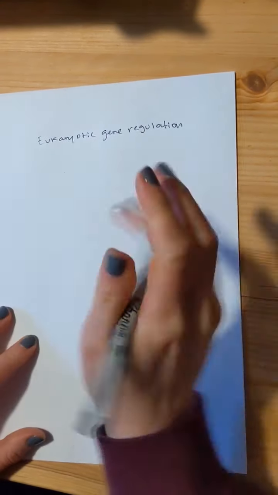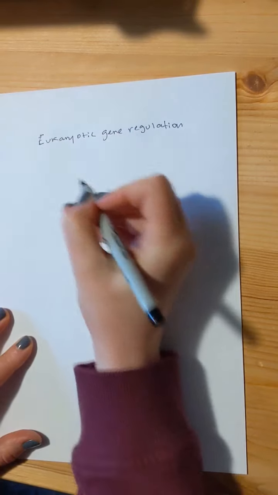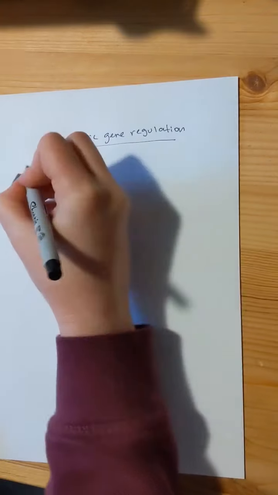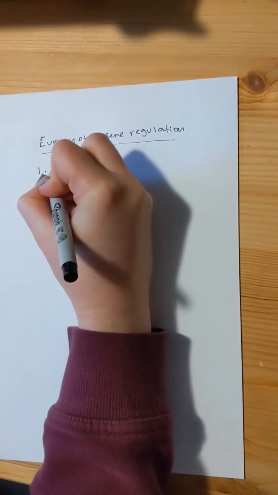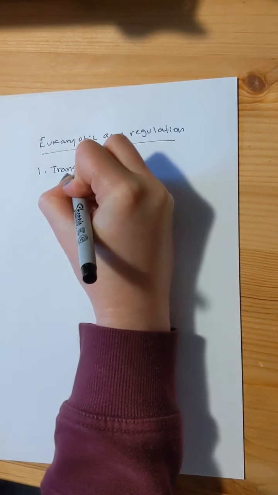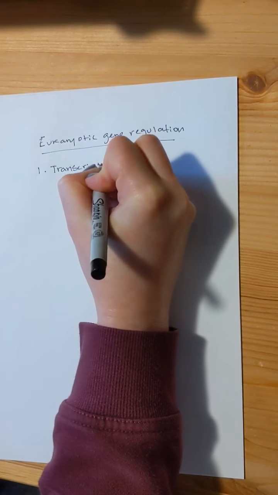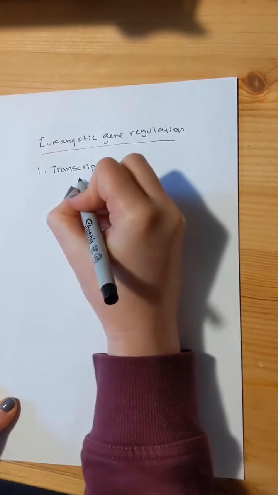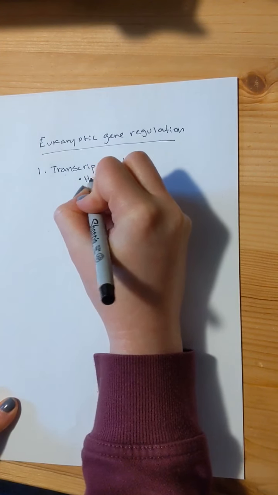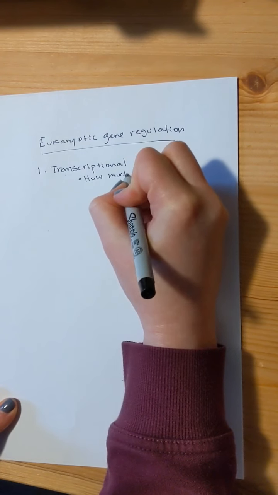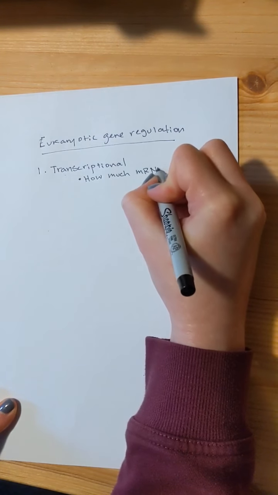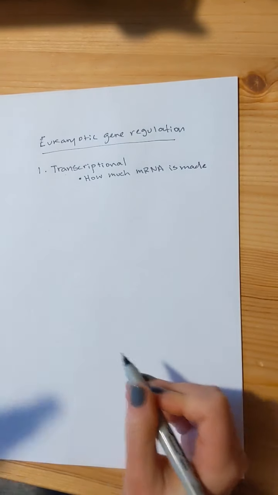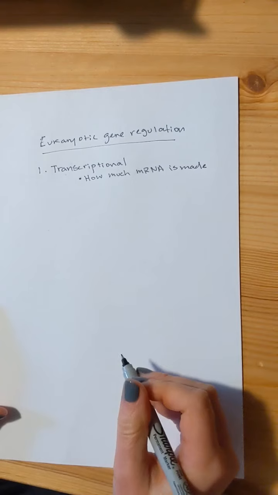Eukaryotic gene regulation. Turns out there's 5 ways to do it. So the first one is going to be just like prokaryotes, we can do it transcriptionally. When we're doing transcriptional gene regulation, what we're really looking at is how much mRNA is made. If I make a lot, I can make more protein. If I make a little, I'll make less protein.